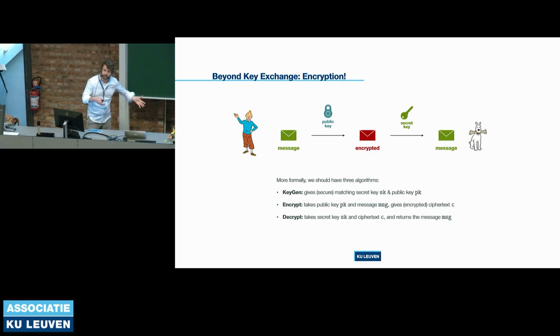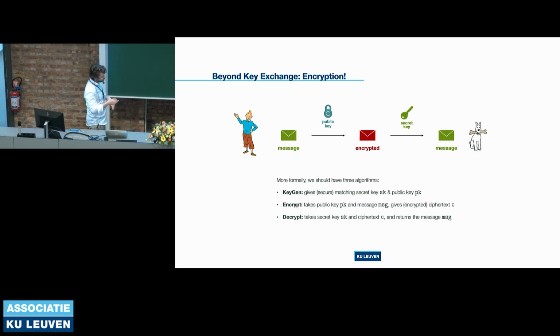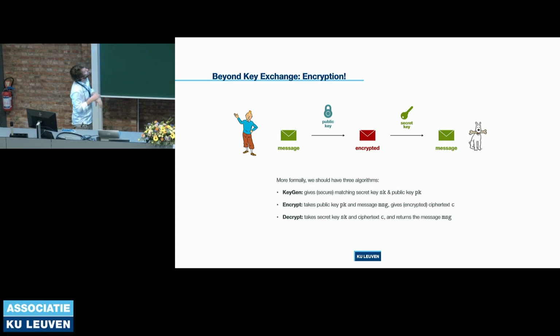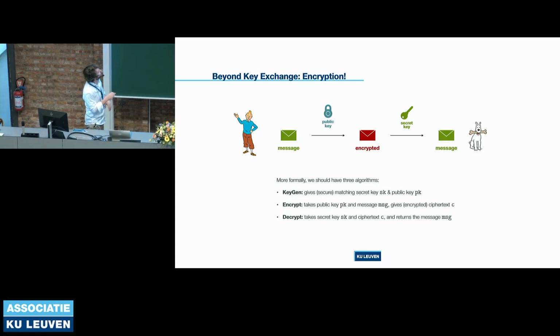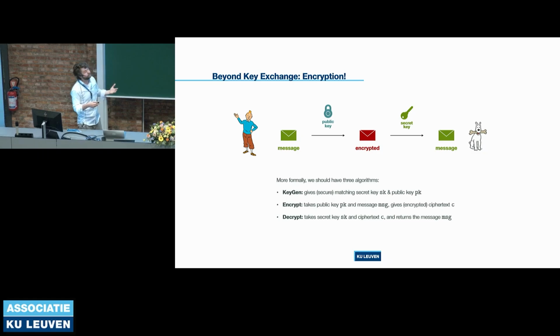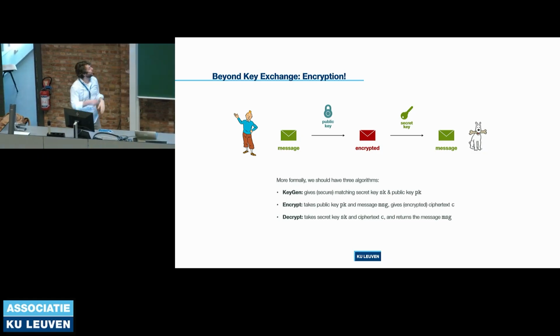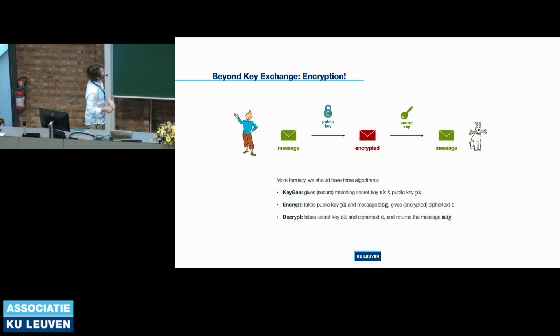Now then there's a second algorithm called encrypt, and that's what everybody else will use. They will have your public key, they have some message that they want to send you, and when you throw both of them in this encrypt algorithm, you get an encrypted ciphertext C. And then you, again, with your secret key and this ciphertext, can use this last algorithm called decrypt, and that will return to you your original message.